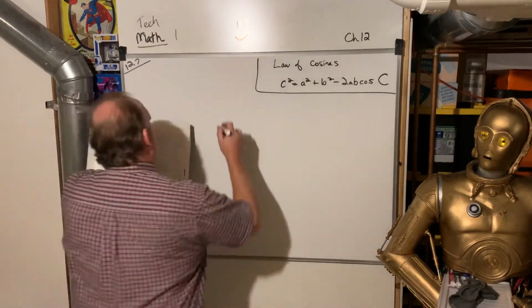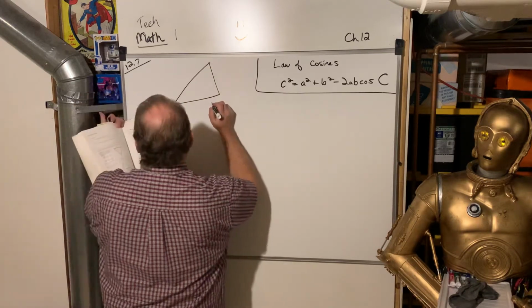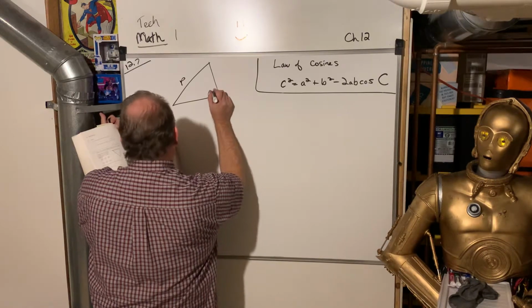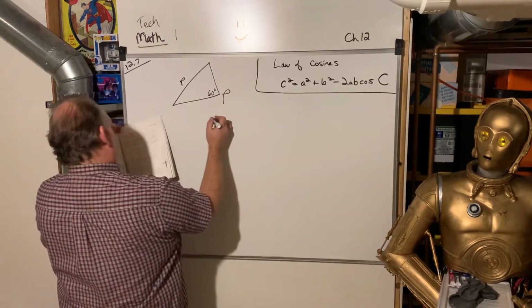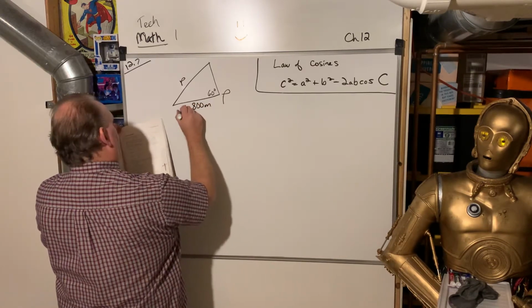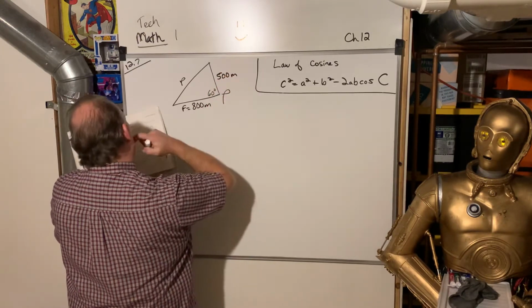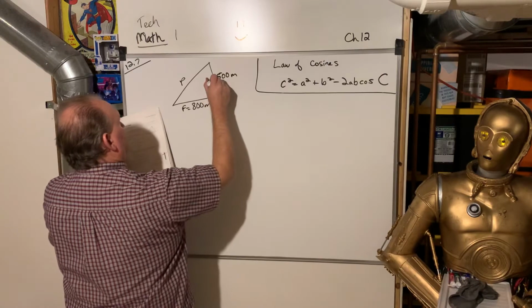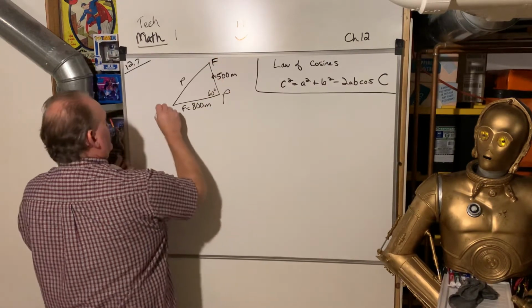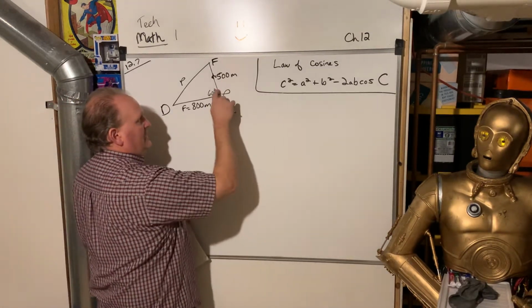They give us this figure and they tell us to find P. This is P, this is 60 degrees, this angle P. This is 800 meters, that's F. And this is 500 meters, that's D, little d. And then that's capital F and that's capital D. Okay, so what we have here is an angle, a side, an angle, and a side.